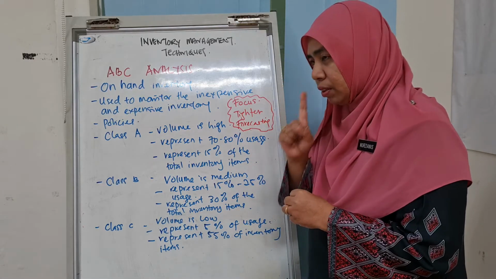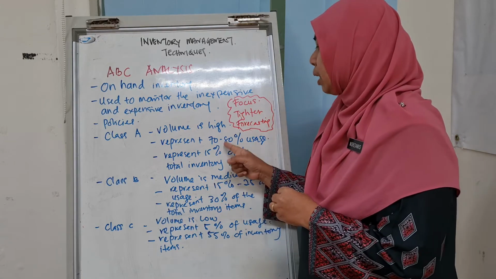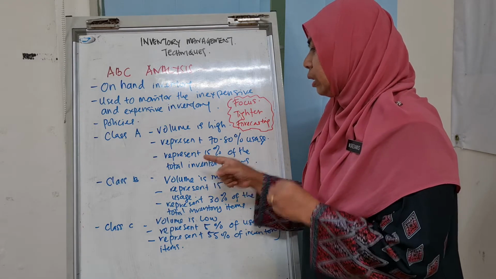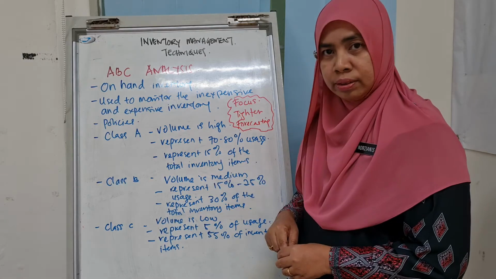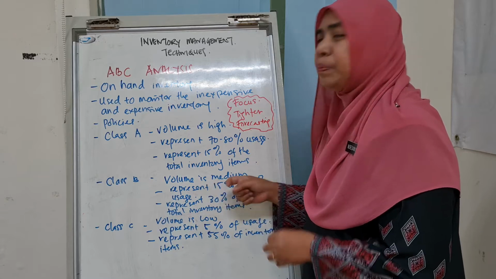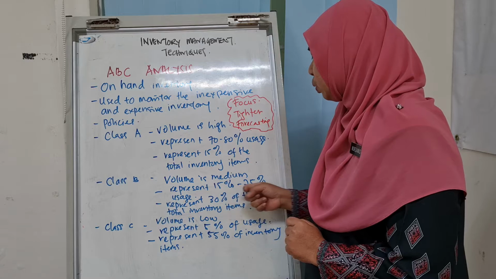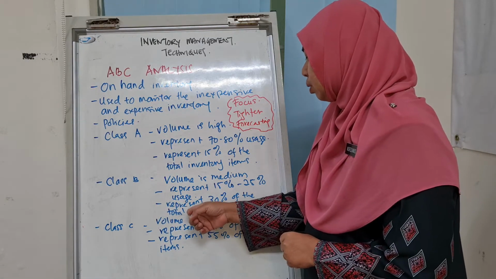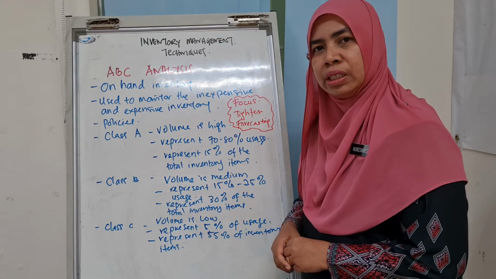So first, you have to identify the usage. The usage is 70 to 80%, and in the total inventory it is 15%. Alright. So class B, the volume is medium. It represents 50% to 25% of usage, right? So it represents 30% of the total inventory items.